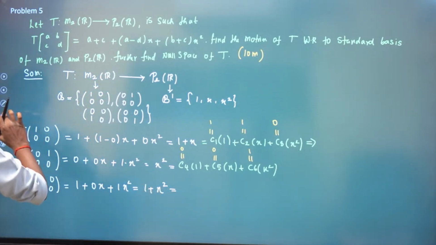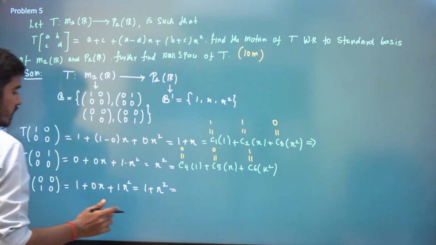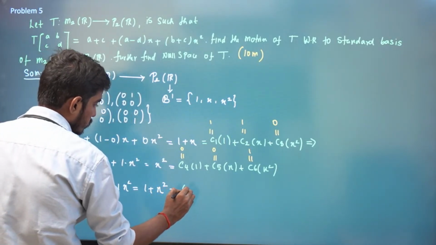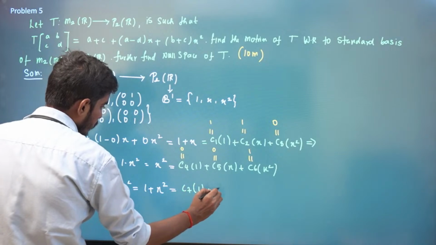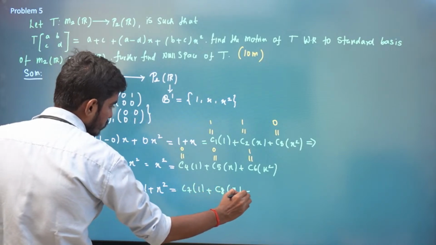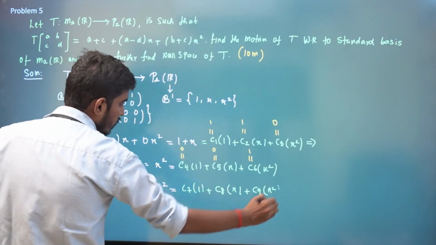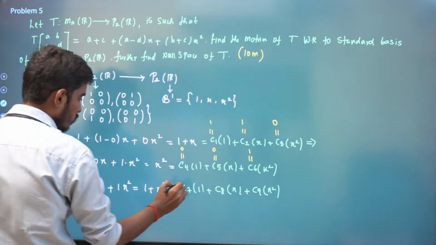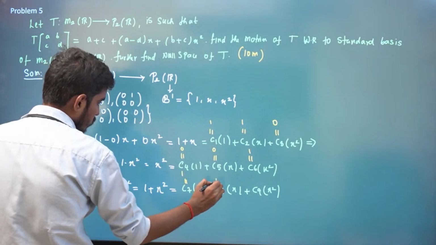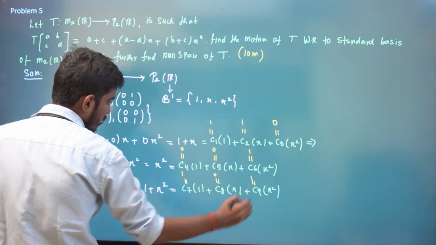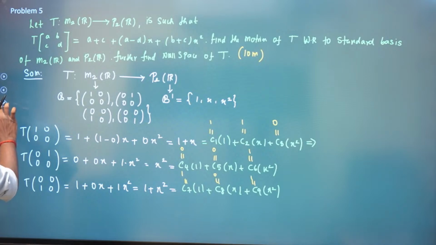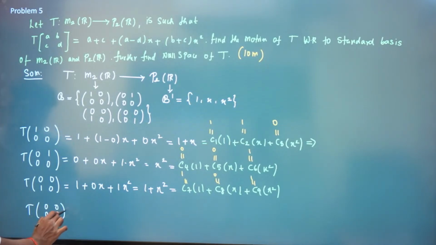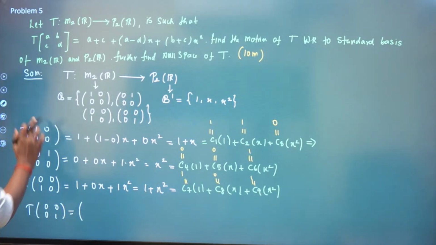So write this as a linear combination of basis vectors of P3. That is some C7 times 1 plus C8 times x plus C9 times x square. So your C7, C8, C9 will be equal to 1, 0 and then 1 again. And the last basis vector of the domain space, T of 0, 0, 0, 1.